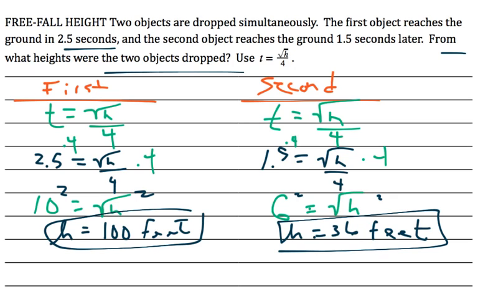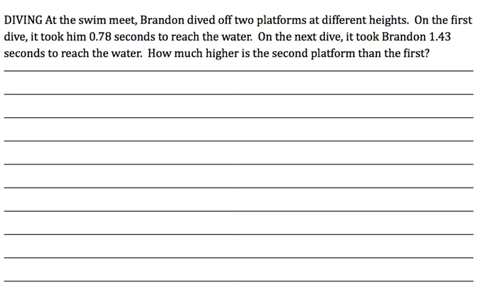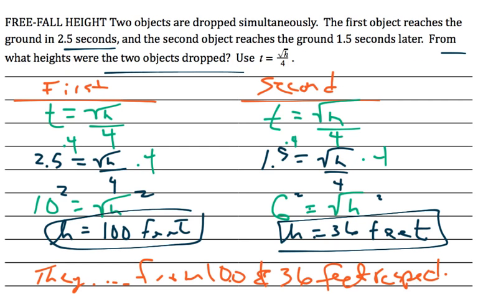And then if you wanted to summarize it, optional, you could say they were dropped from 100 and, sorry about my handwriting here, 36 feet, respectively. And this should make sense if I do a simple check on this. If this one took 2.5 seconds and this one took 1.5 seconds, then our first answer, because of the larger time, should be a larger answer.